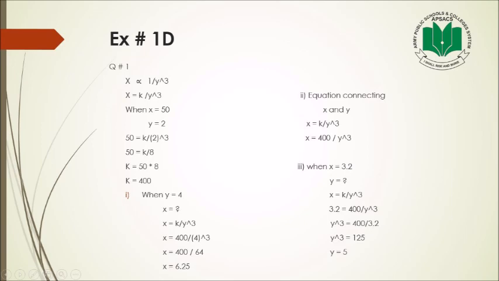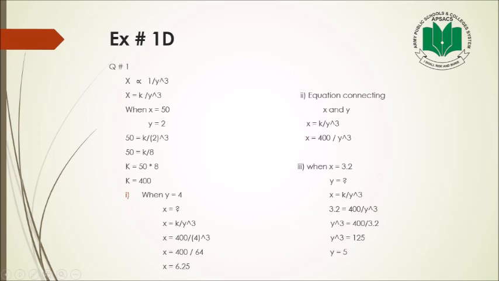X is inversely proportional to y cube. X will be equal to k over y cube. When x is equal to 50, y is equal to 2. Put the values of x and y to get the value of k. 50 is equal to k over 2 cube. Cube of 2 is 2 multiplied by 2 multiplied by 2 is equal to 8. Now put this: 50 is equal to k over 8. K will be equal to 50 multiplied by 8. K will be equal to 400.